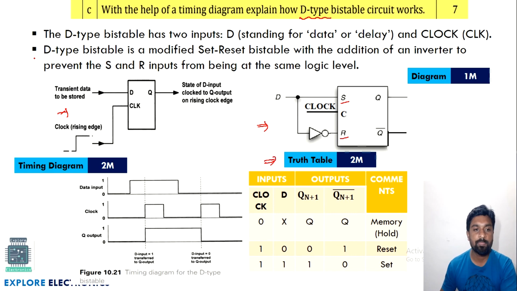First write the 1 or 2 lines of explanation what is D bistable, and then write the block diagram. Better to indicate the name of this block as D bistable like this, and then write a timing diagram, and then with respect to the truth table. Your timing diagram should match with the truth table. Here writing clock is equal to 0. Here also clock should start with 0. Maintain the answers like that.